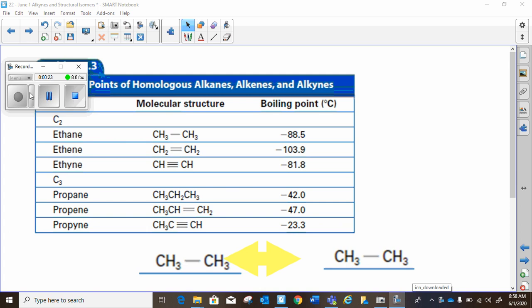I was talking about ethane, ethene, and ethyne and talking about how the intermolecular forces between their molecules do not vary greatly, and therefore they have similar boiling points.